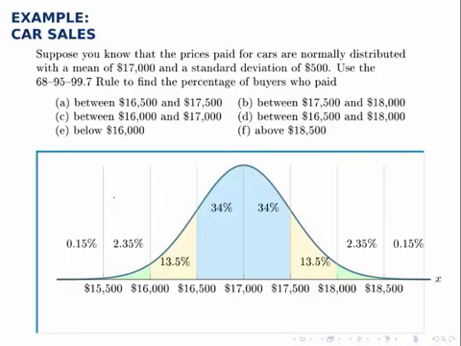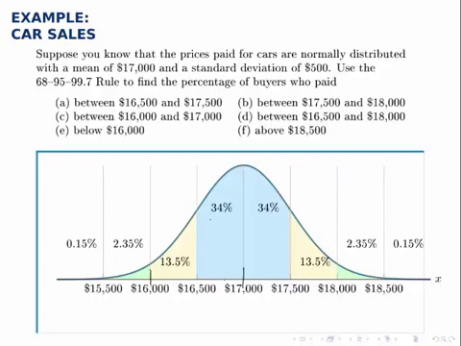So, part A asks what percentage of buyers paid between $16,500 and $17,500. So we find those 2 points on our picture, and between them, we add up the blocks and find that 68% of buyers were in that area. Similarly, for part B, between $17,500 and $18,000, we locate those points, and between them, there's just one region with 13.5%.